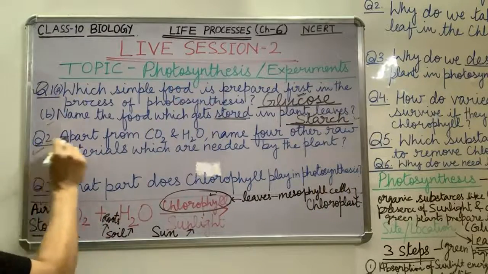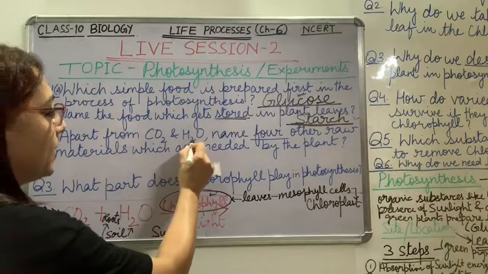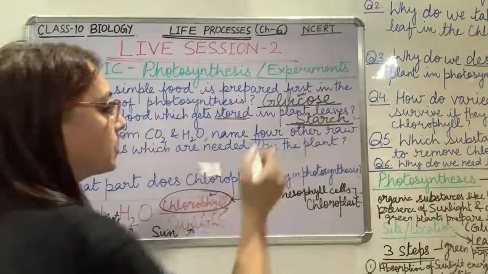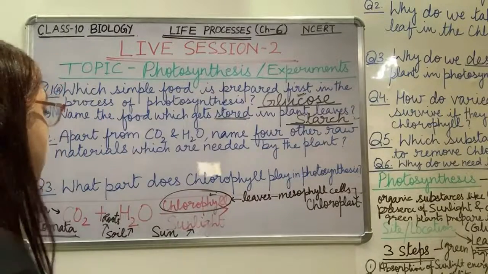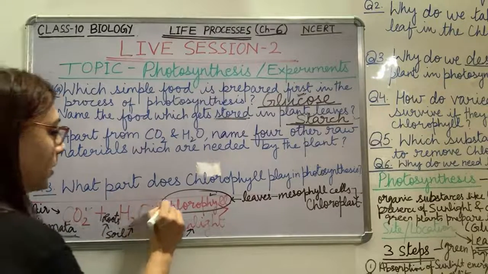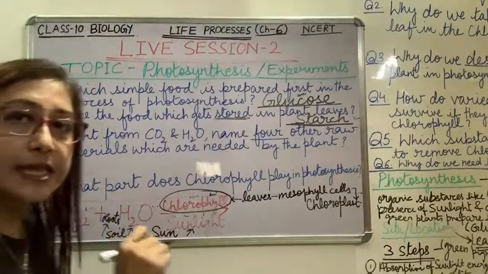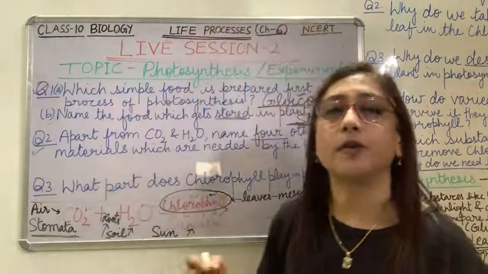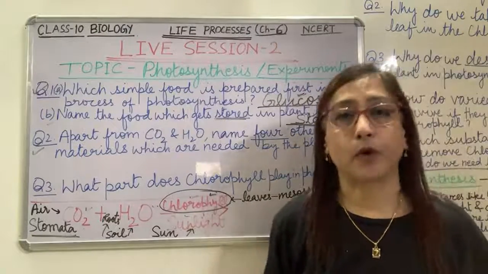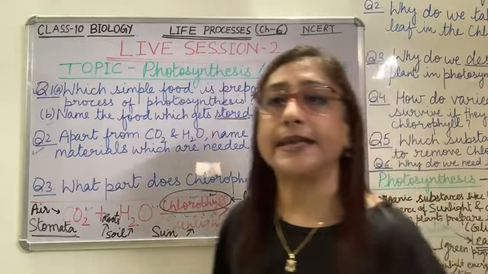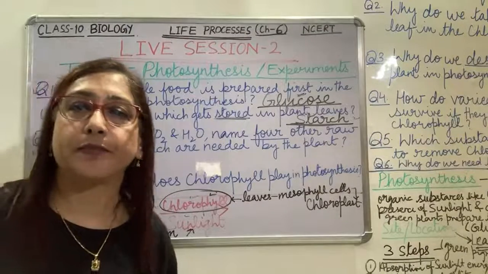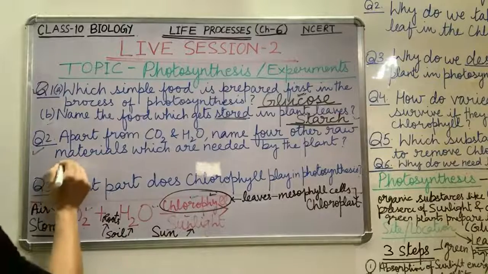Now question number 2. Apart from carbon dioxide and water, name 4 other raw materials which are needed by the plant. Did you get the question? See, children, the raw materials you had known were carbon dioxide, water, chlorophyll, sunlight. Apart from these, there are 4 other raw materials which are also required by the plant to carry out its life processes. And what are those? Can you guess? If you can guess, please mention in the comment box. So I give you the answer.